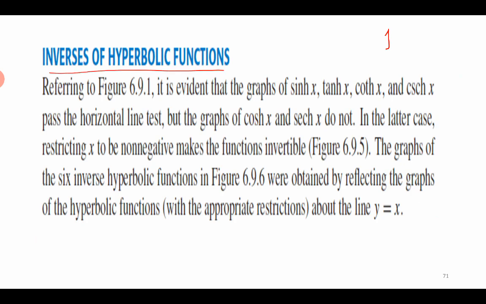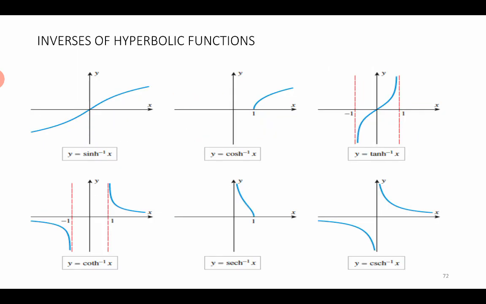Next is inverse hyperbolic functions. From the definition of the 6 functions, we have seen that cosine hyperbolic and secant hyperbolic are not generally one-to-one. The others are one-to-one, so we can directly find inverses for those functions in their entire domain. But when you want inverses for these two functions, you need to restrict the domain. That's what is given here. When you restrict the domain, you get inverses for everything.